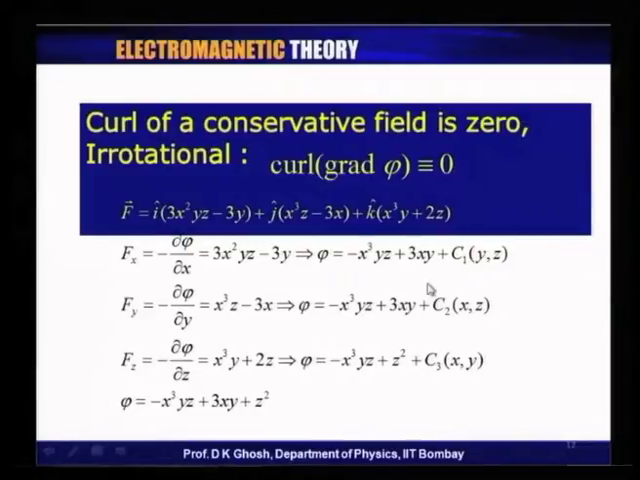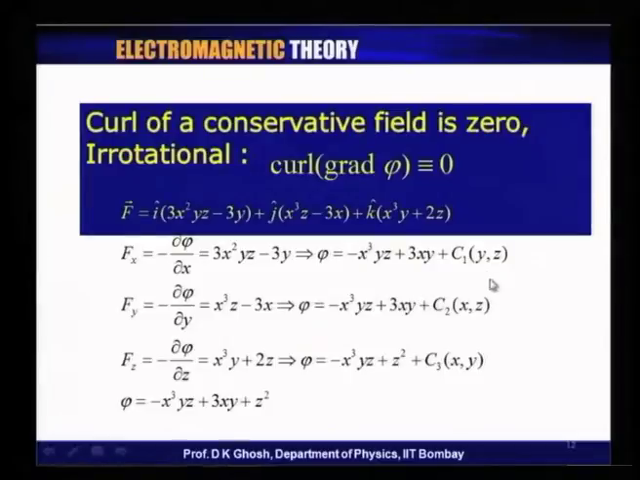I can immediately get an expression for phi, because I have x cube y z minus x cube y z in each of the expressions. So, I keep it. I have a 3 x y here and a 3 x y there. There is no 3 x y in the third, but I knew that there could be a constant depending upon x y. So, I identify that constant C 3 as 3 x y and keep it here.